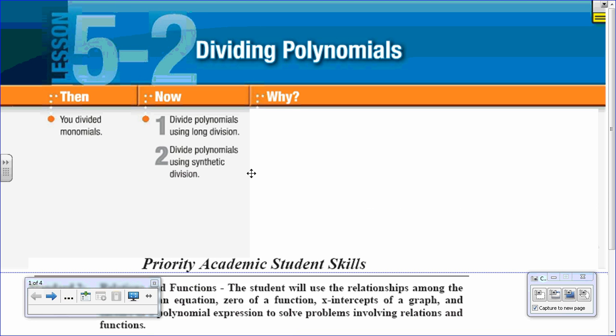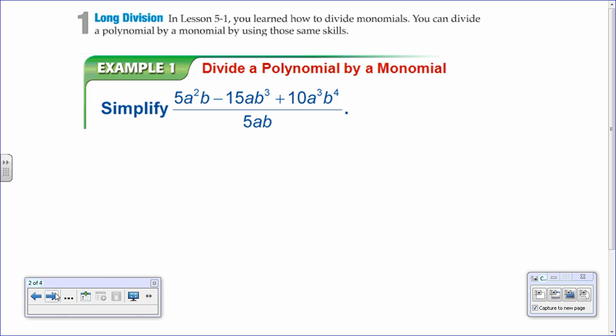Today we're dividing polynomials using long division. Tomorrow we'll be taking objective number 2. So let's get this started.